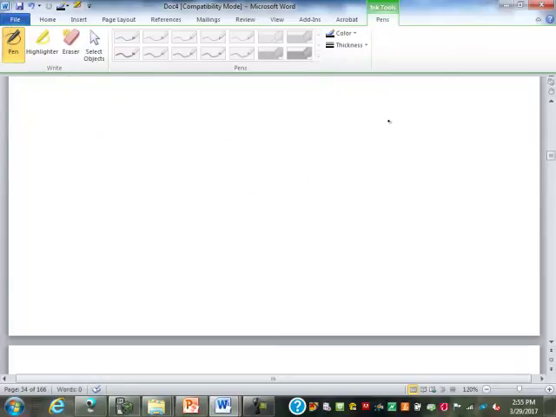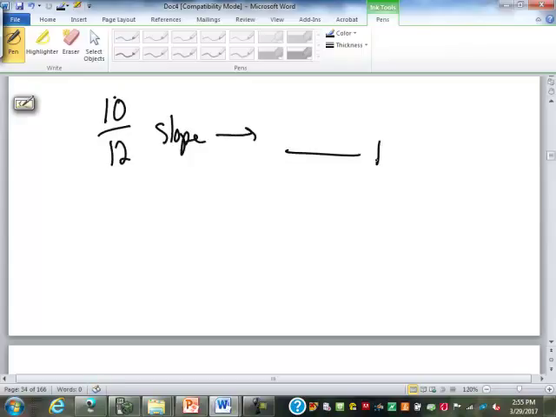So in your notes, tell me what a 10/12 slope is going to be as a pitch. What's the equivalent pitch?